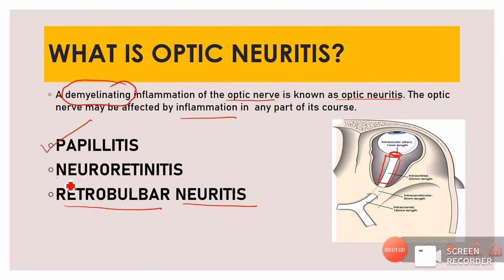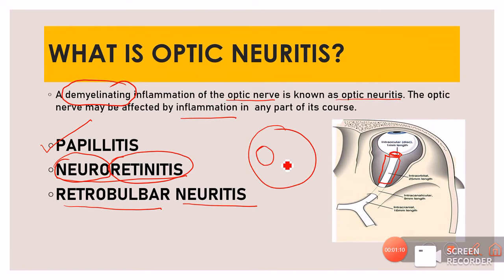The third type is neuroretinitis. In neuroretinitis, as the name suggests, the nerve is involved, that is neuro, and along with that the retina is also involved. So there will be disc edema, and along with that you will see certain changes in the macular area also. Since the retina and the disc both are involved, it is called neuroretinitis. When I talk about the clinical signs of optic neuritis, I will touch on papillitis, neuroretinitis and retrobulbar neuritis in detail.